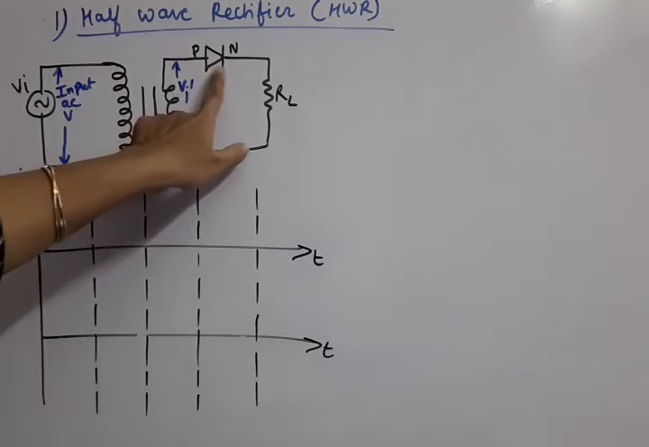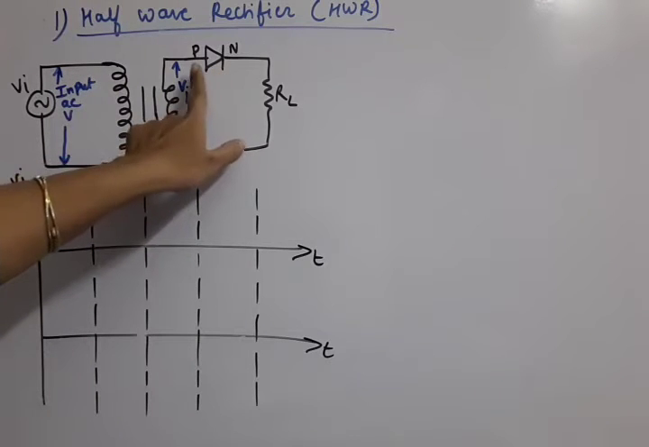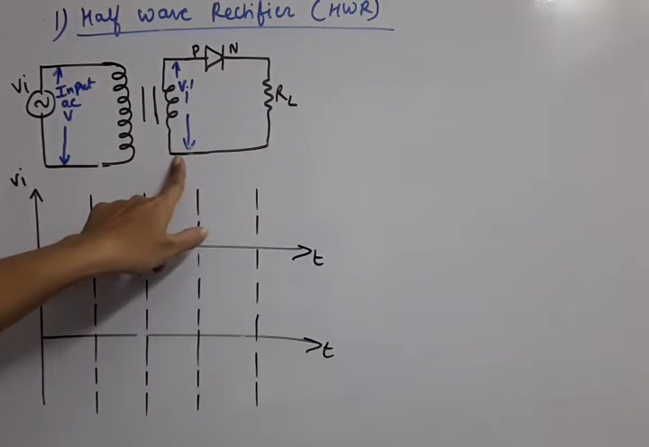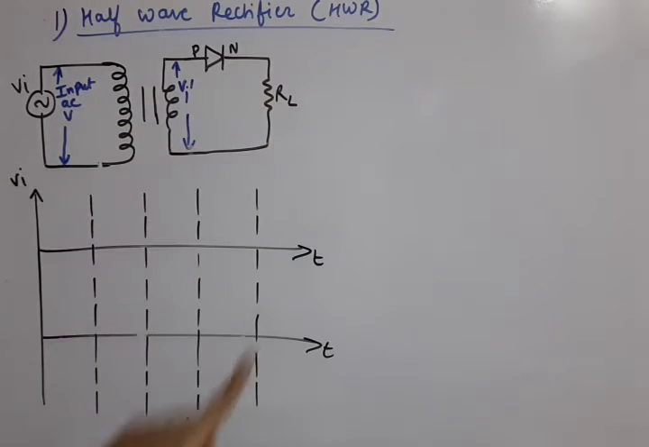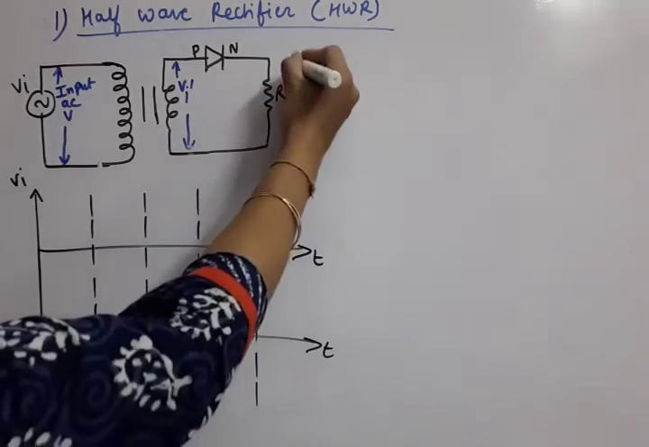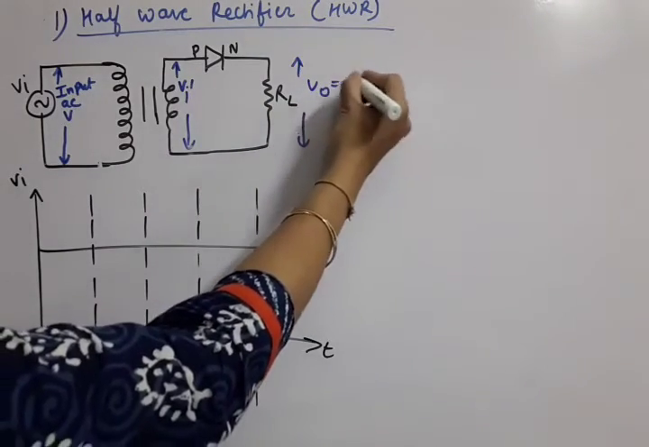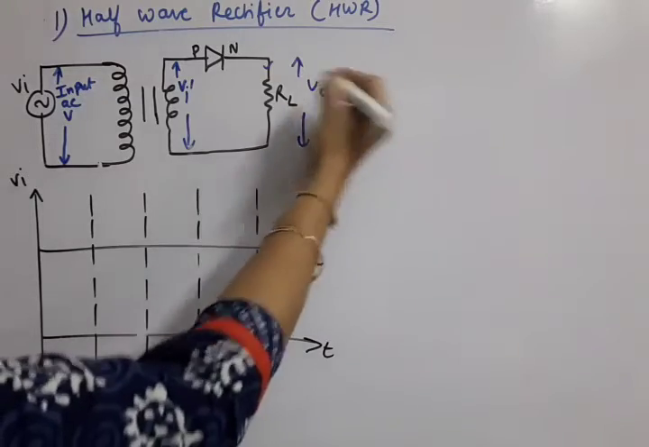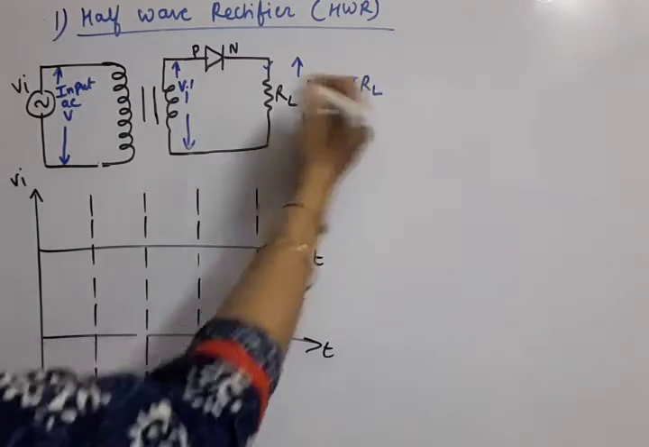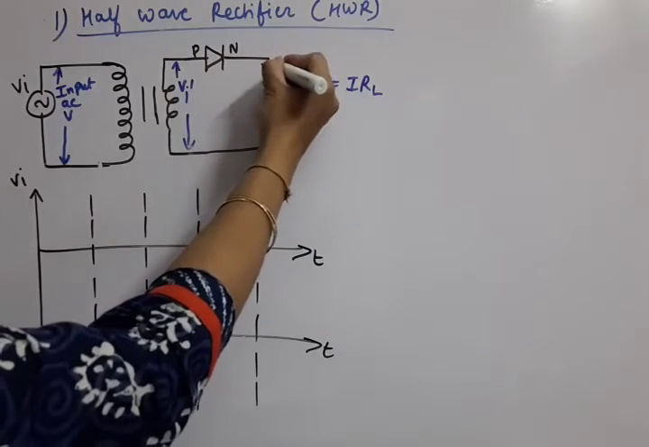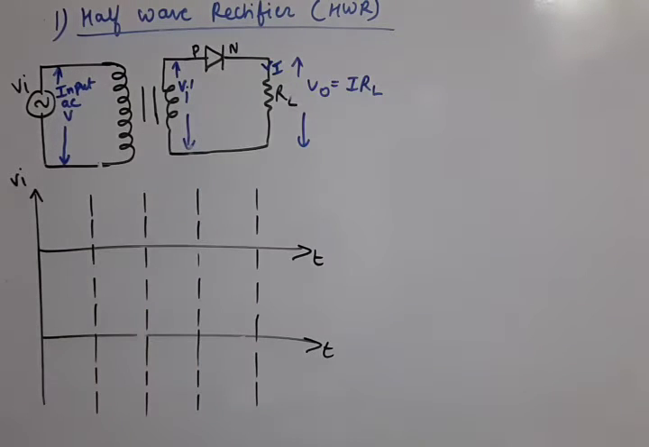Now here you can see one diode symbol, with P and N, and then one load resistance is connected. The load resistance is where we will get our output voltage. Whatever current flows across this RL, the current into the load resistance will give us VO, the output voltage. Suppose the current I is flowing at any time.